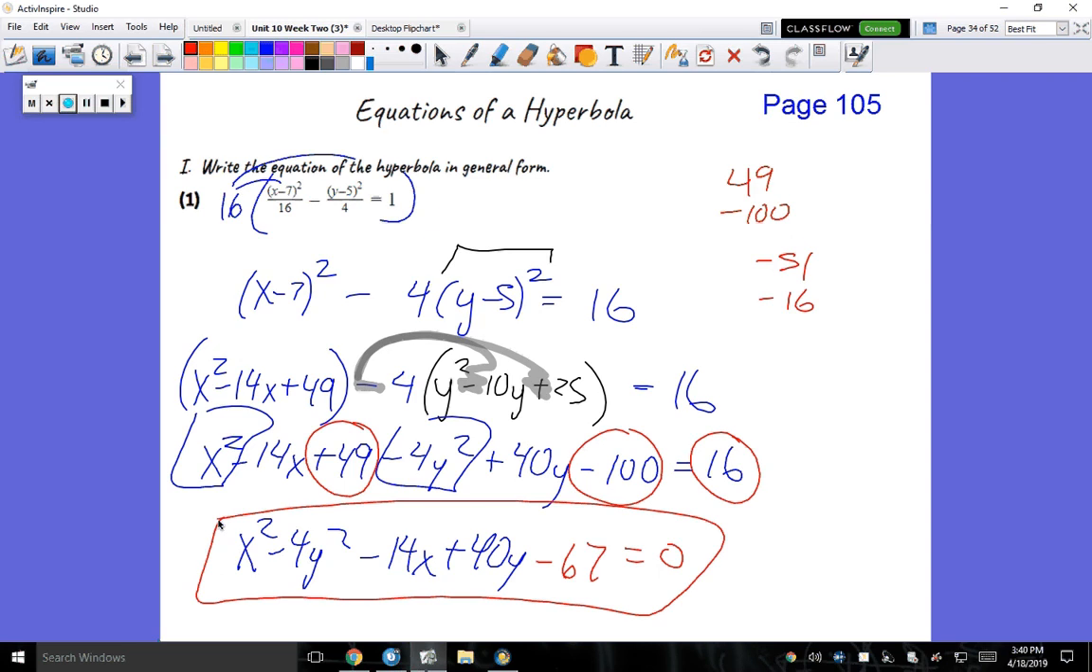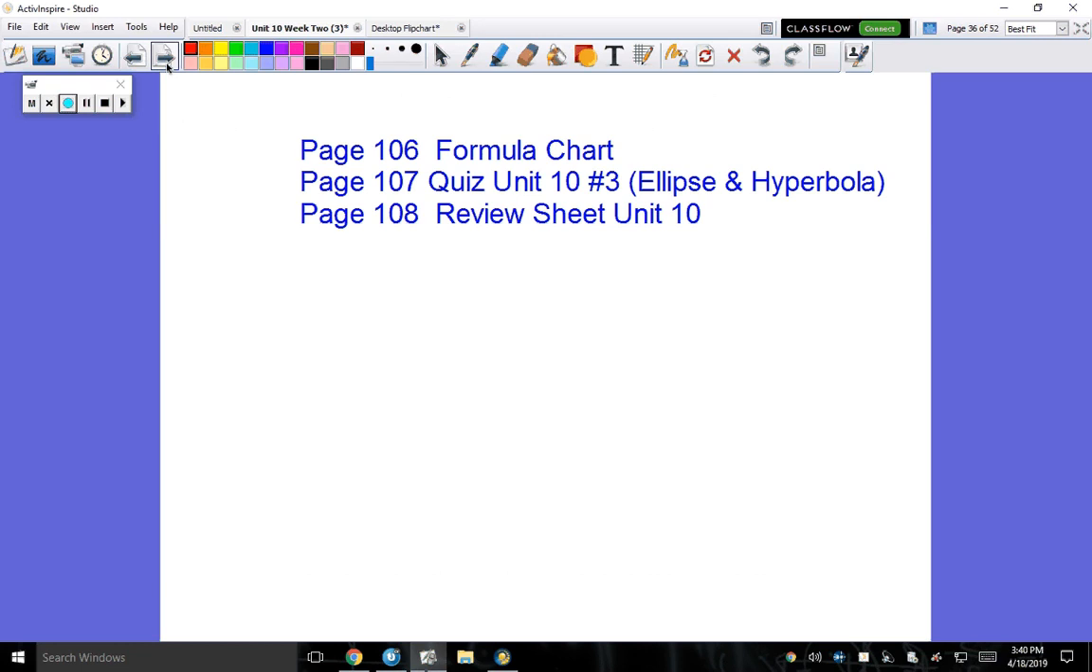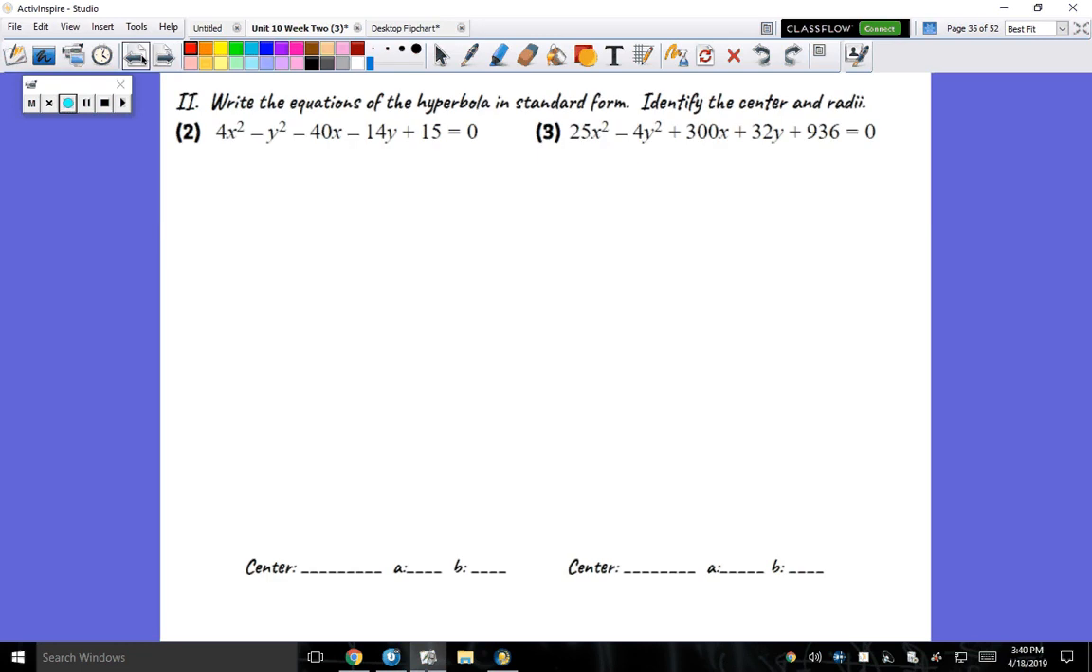Easy enough, right? Whew! I believe we have one more. We're going to complete the square, like what Gabe was just asking, and we're going to identify the center and the radii, so to speak, with this hyperbola. All right, here we go. Which one do y'all want to do? We'll do only one of them. 2 or 3? 2. All right.